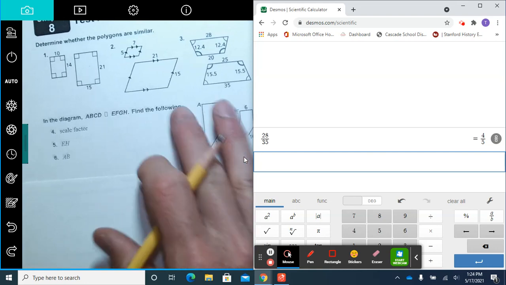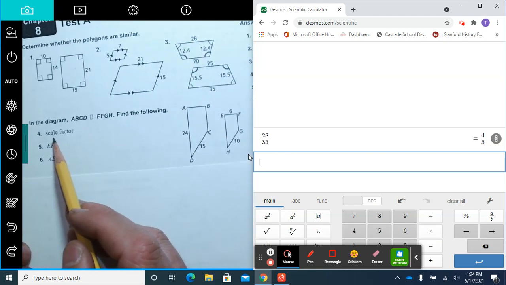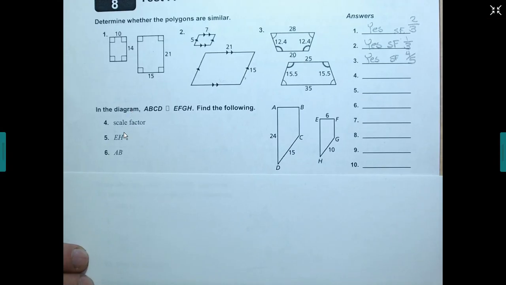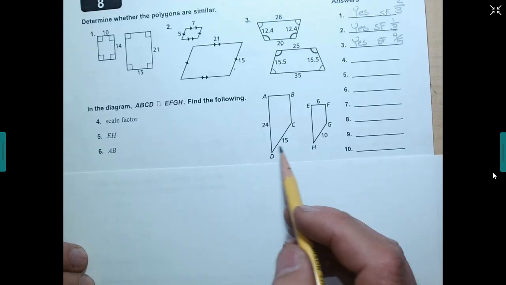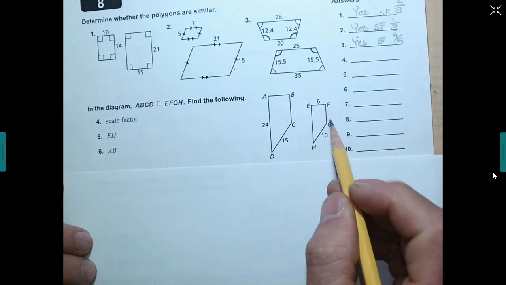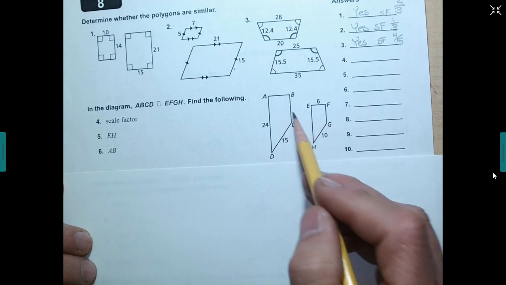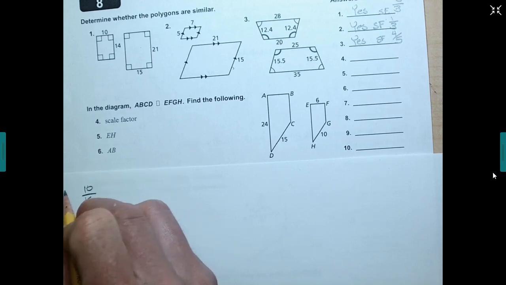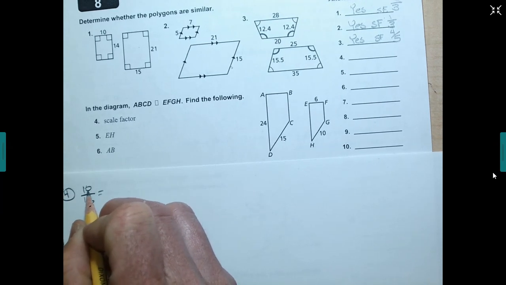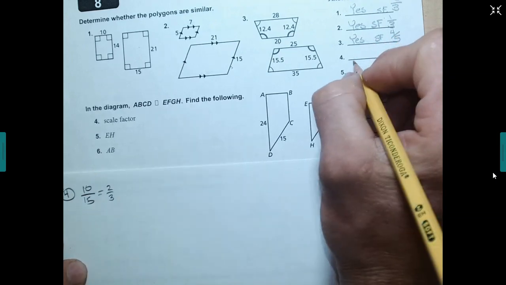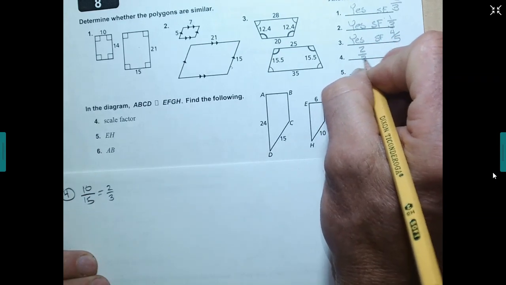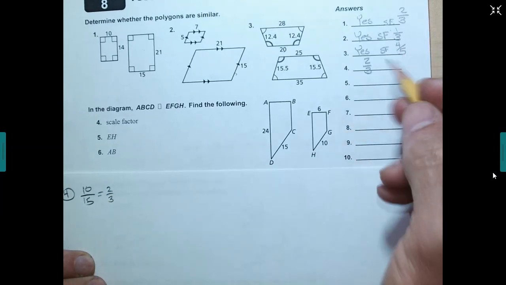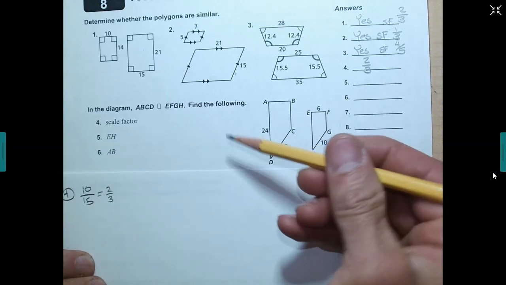All right, let's look here. Find the following: the scale factor. So let's get this one full screen. For our scale factor for these two, pick any similar sides. So we'll go 10 to 15. If I simplify this, divide both by 5, I get 2/3. So my scale factor is 2/3. If you did 15 over 10, you would get 3 halves. Same difference, depending on which way you're going.